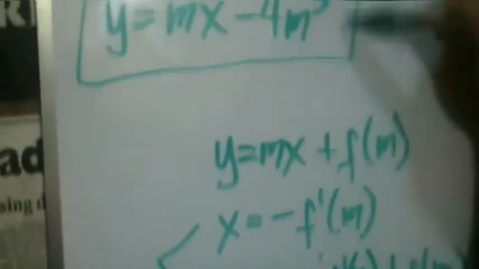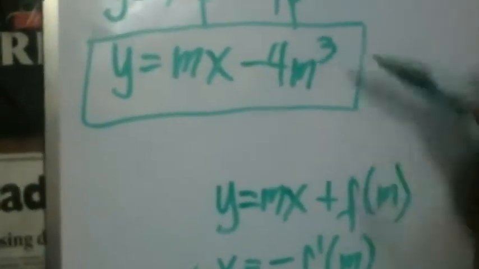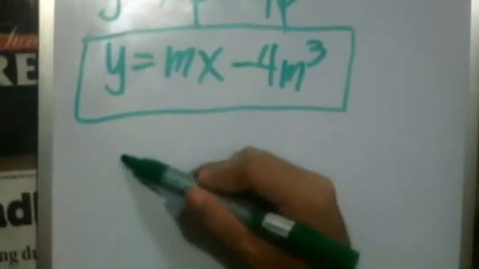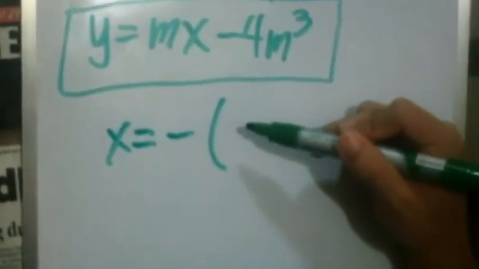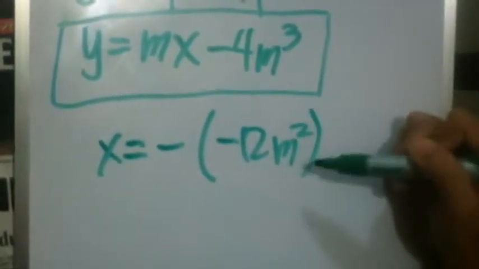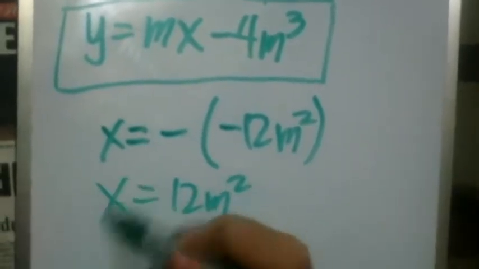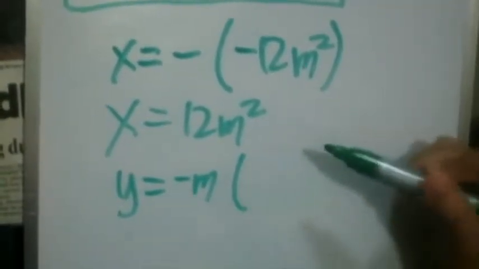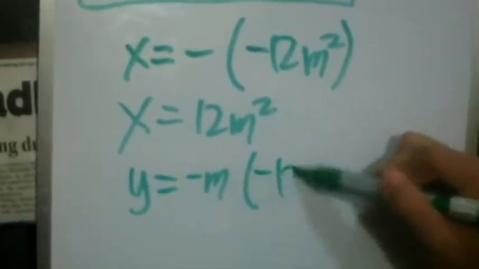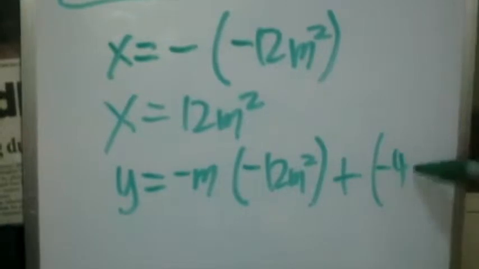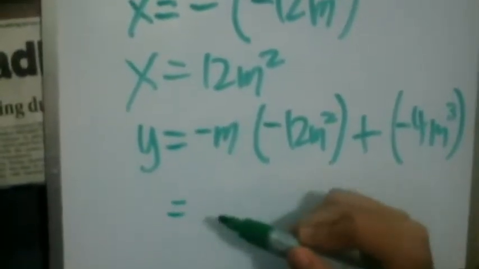So we will differentiate f of m, which is negative 4m cubed. Just use this equation, so we have x equals negative of f prime of m, which is the derivative of this function, negative 12m squared. So we have 12m squared, which is our x, and our y equals negative m times the derivative of this function, negative 12m squared, plus our function negative 4m cubed. So we simplify it.